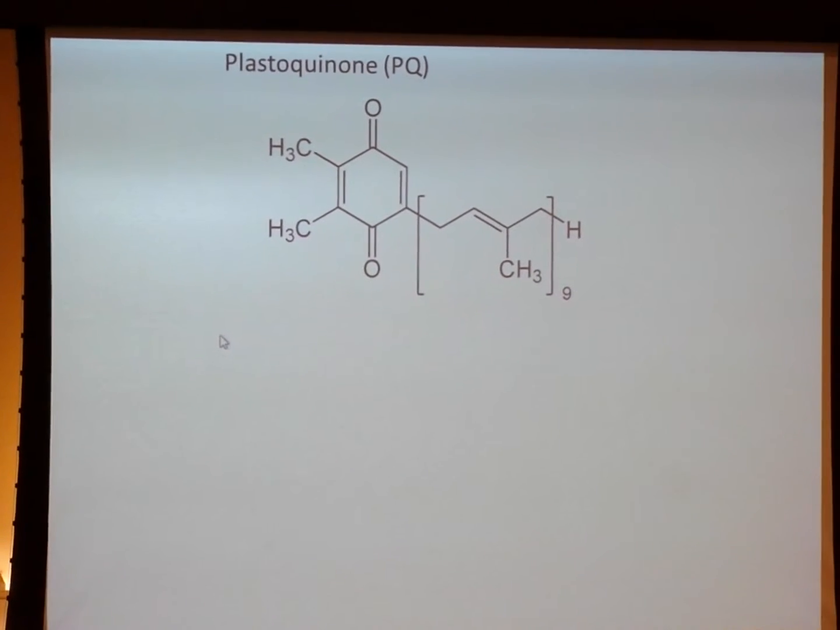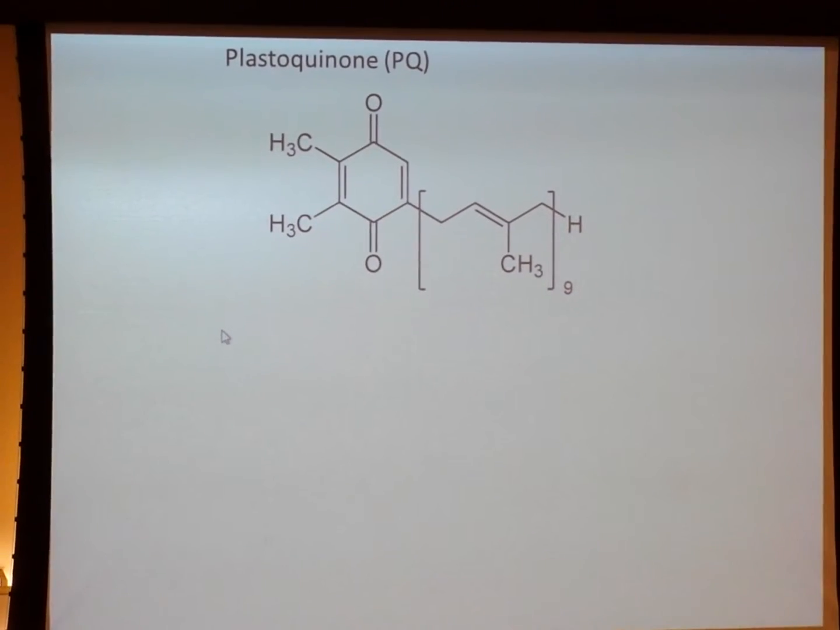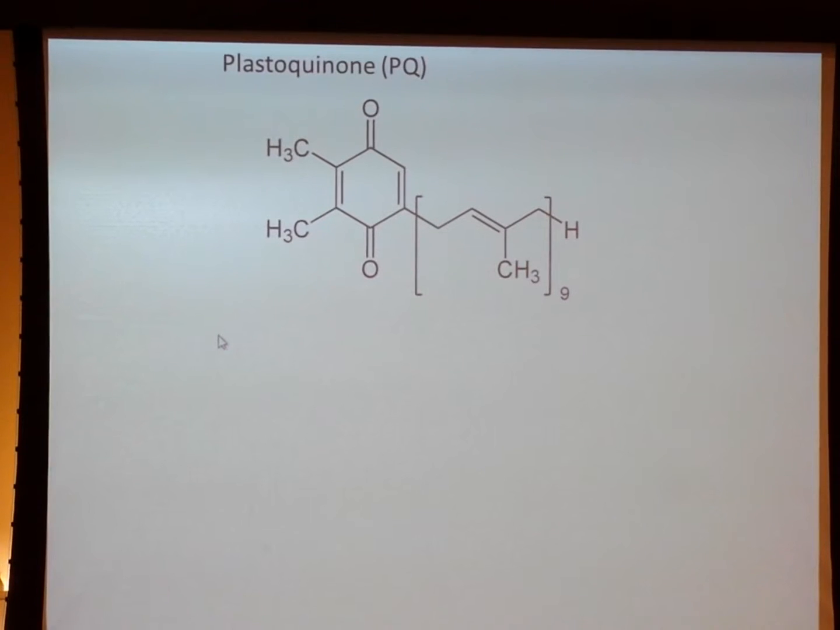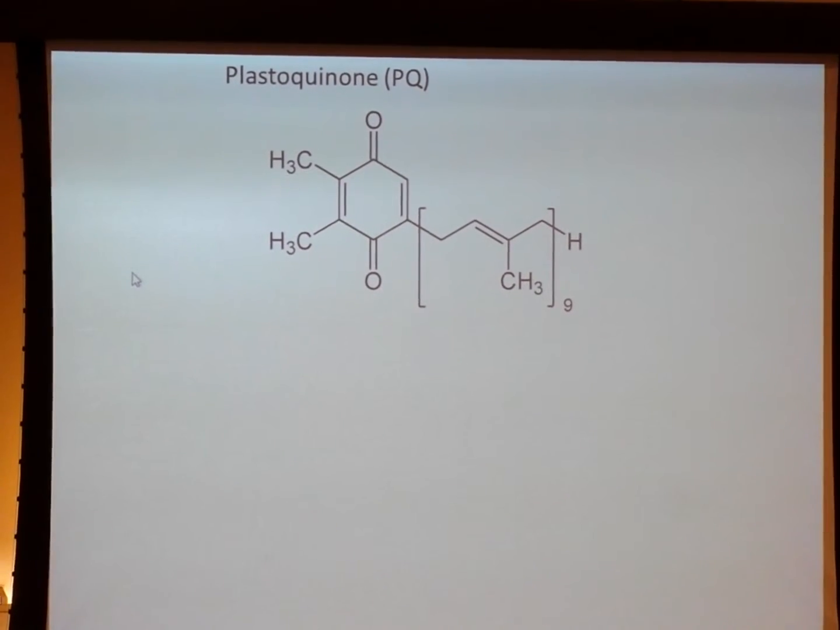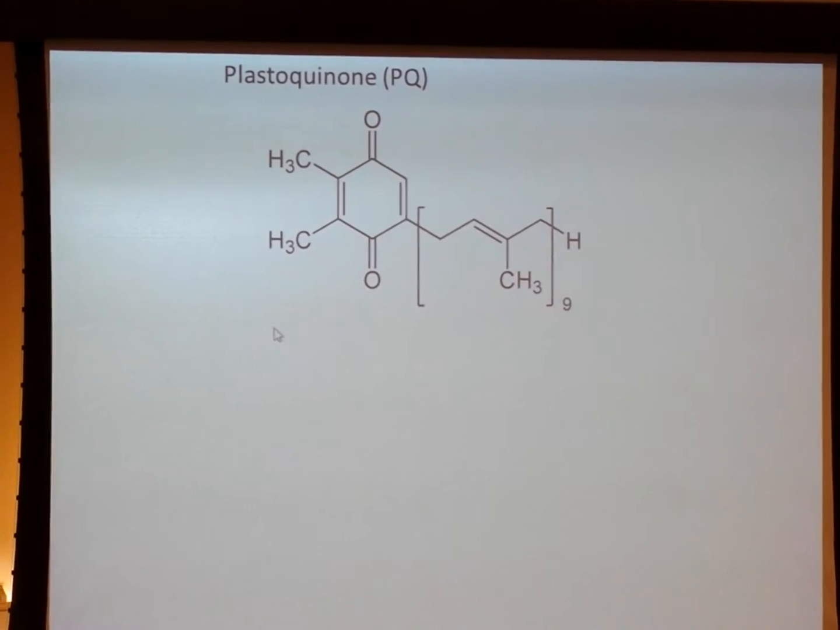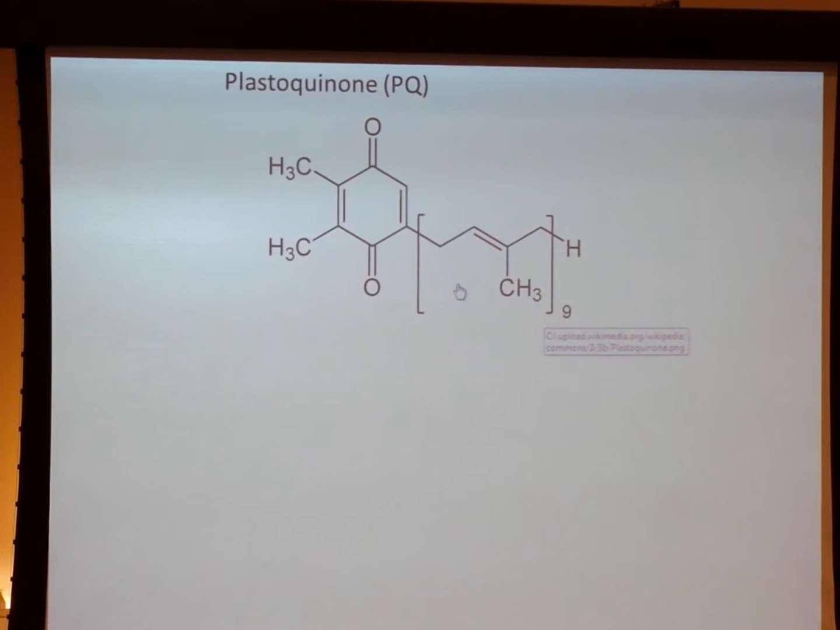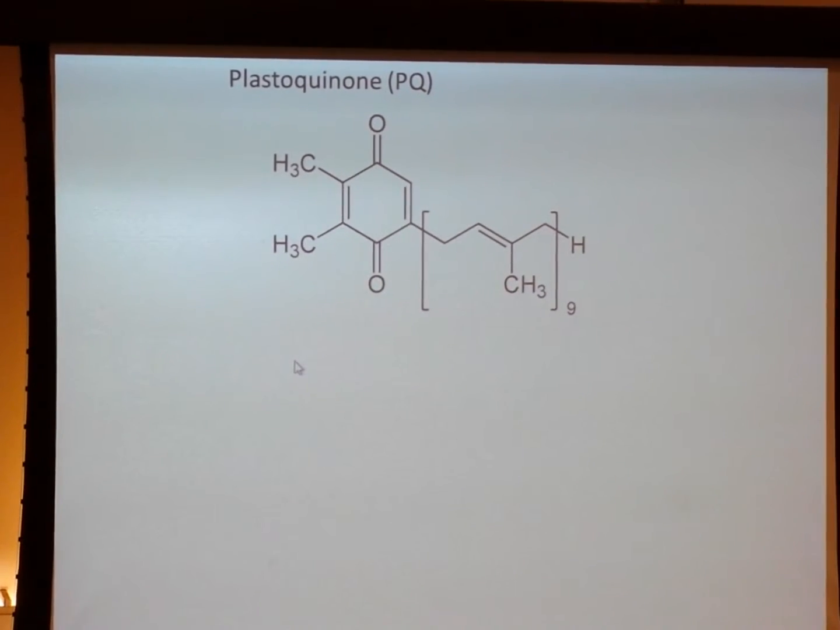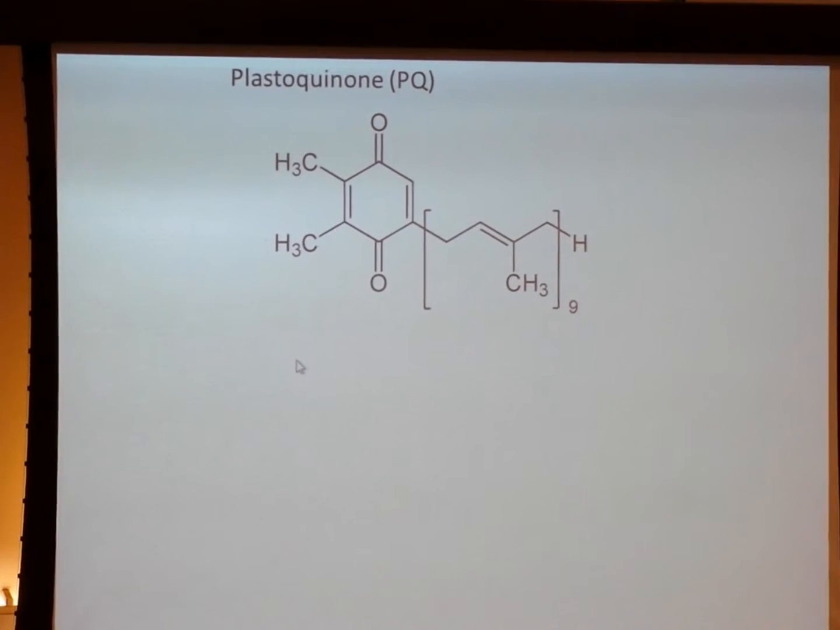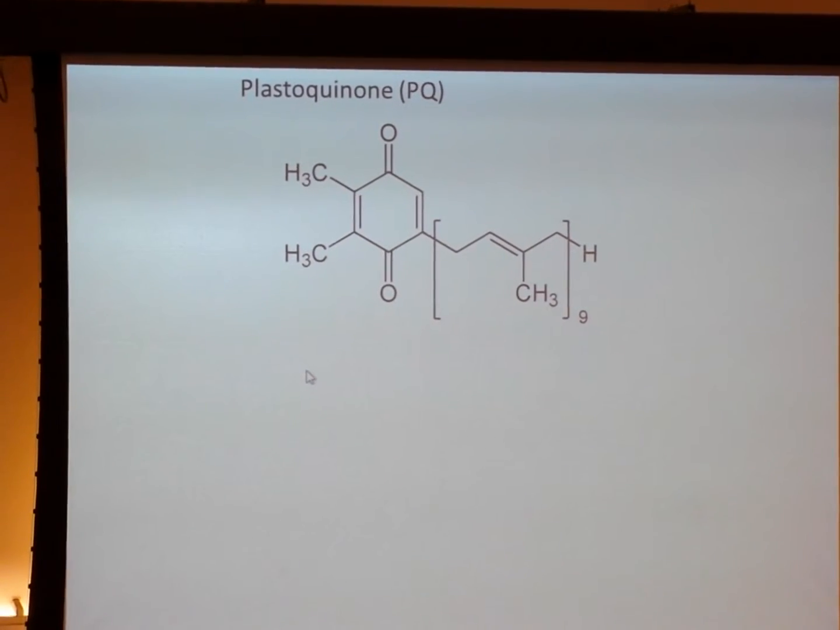This is the structure of plastoquinone, which I would only ask that you recognize. And the whole idea is, just like with coenzyme Q, it's doing the same thing. So this plastoquinone has 9 of these isoprene units here. So this 9mer makes this a very hydrophobic molecule.